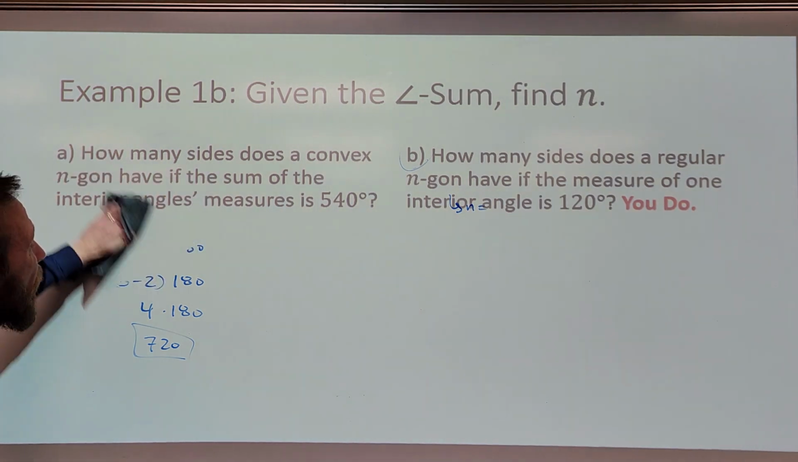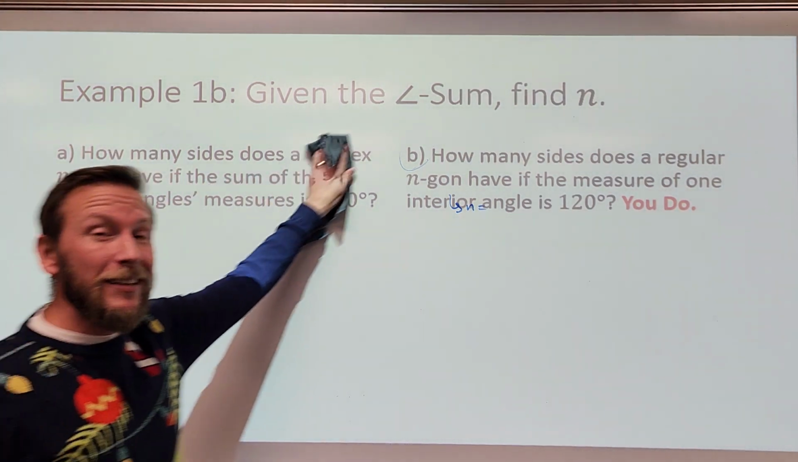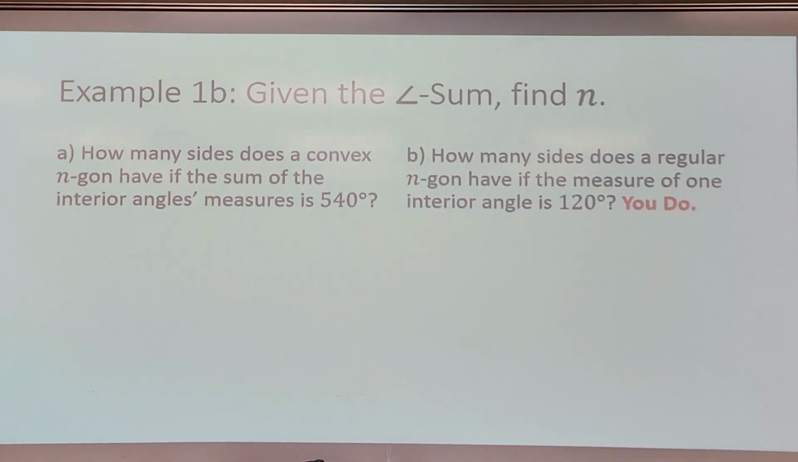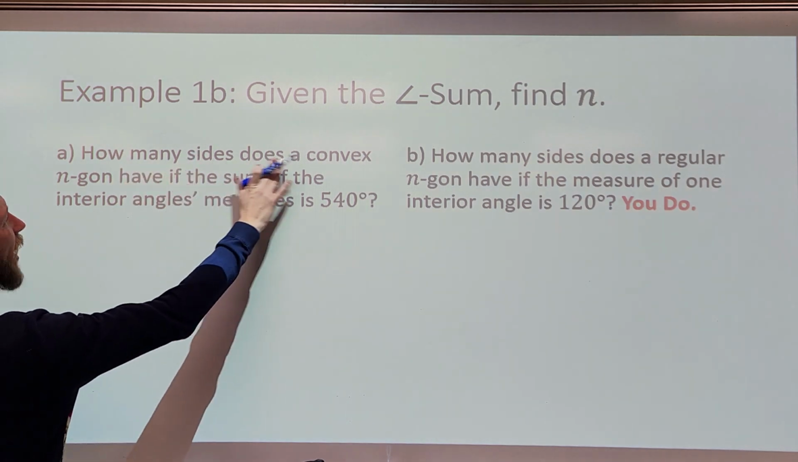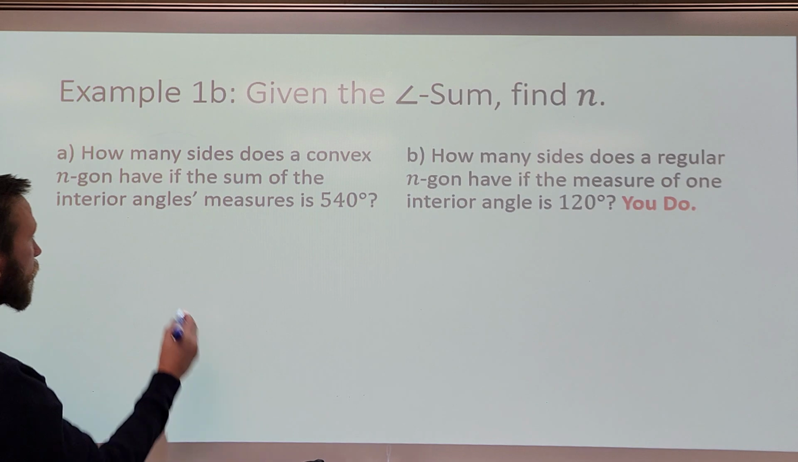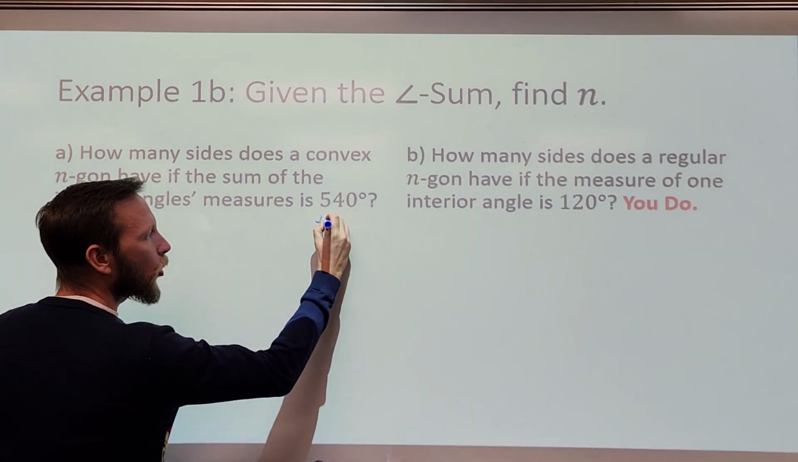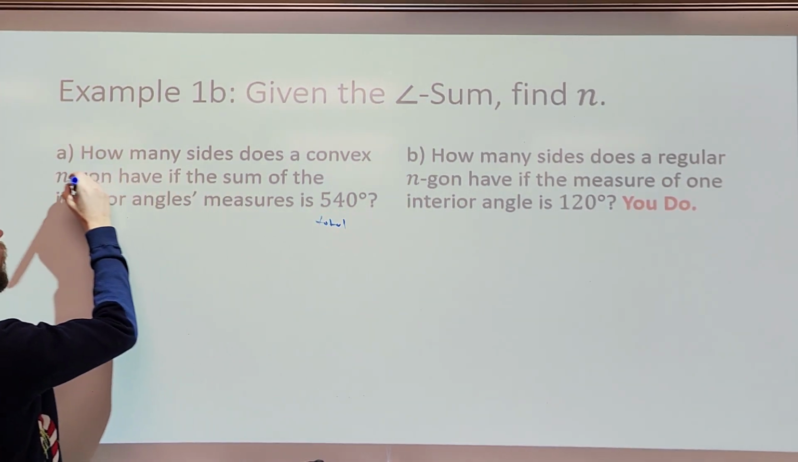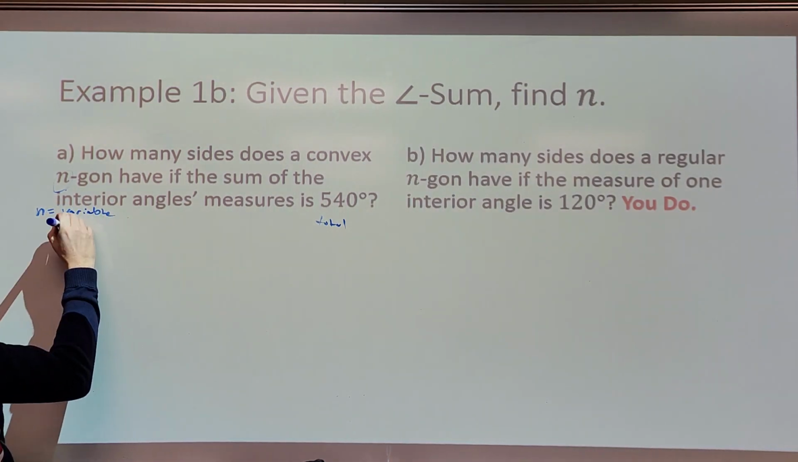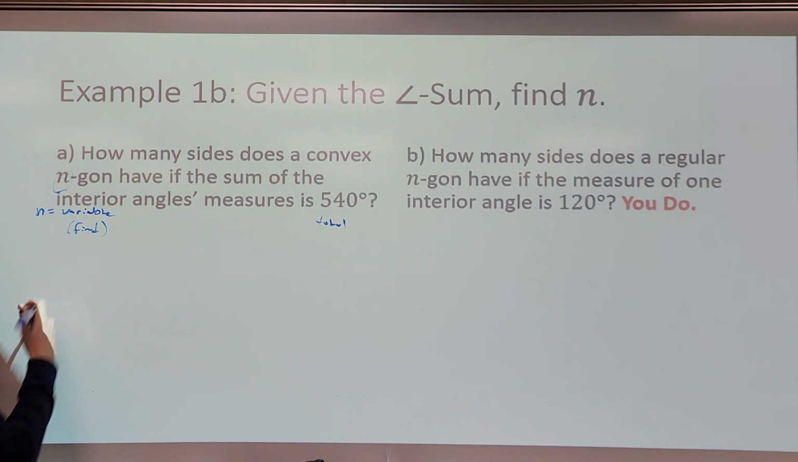All right, but let's think about it in reverse. So reverse is a little interesting. Reverse is, if we know the angle sum, what does that mean for the number of sides? So how many sides does a convex n-gon have if the sum of the interior angles is 540 degrees? So this is the total, all right? But we don't know what n is. N is our variable. This is what we're trying to find. We're trying to solve for n.